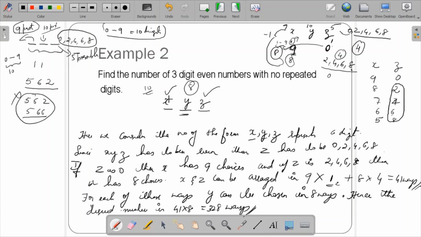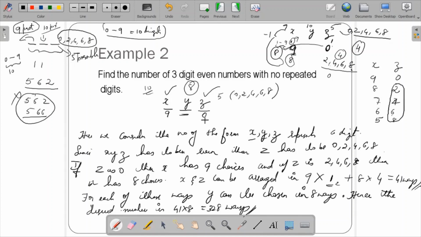So I'll repeat. We first took the arrangement of X. Consider, out of 10 digits, if X occupies 1 and Z occupies 1, the remaining Y can be arranged in 8 ways. I told you Y can have 10 choices, but if this occupies and this occupies, it can be arranged in 8 ways. And Z has 5 possibilities, nothing but 0, 2, 4, 6, 8. If Z is 0, X has how many positions? 9, because 0 is already occupied. So X has 9. But X cannot be 0, right? It should end with 0 actually here.